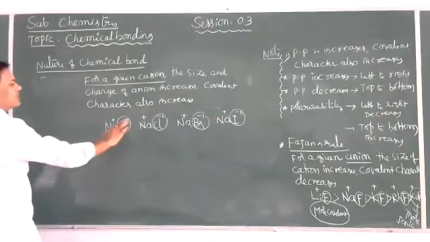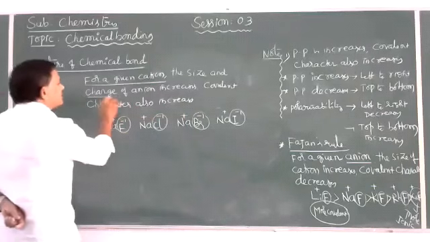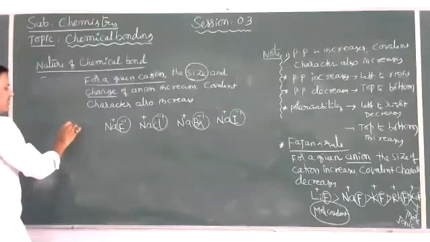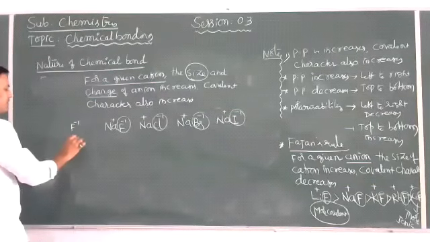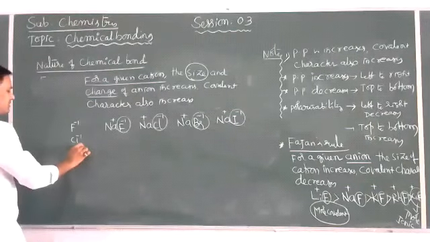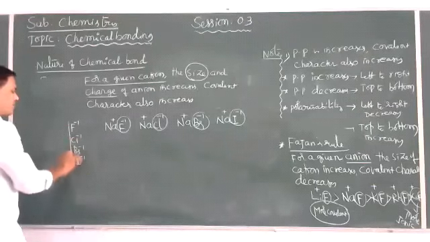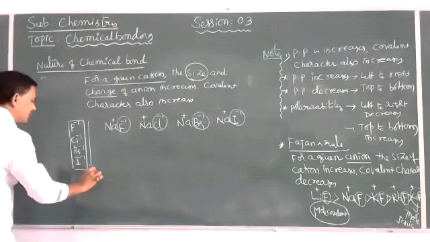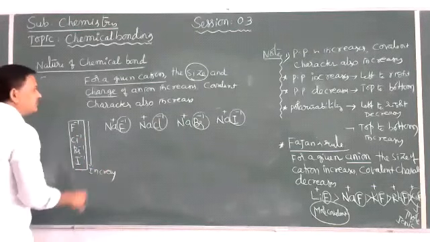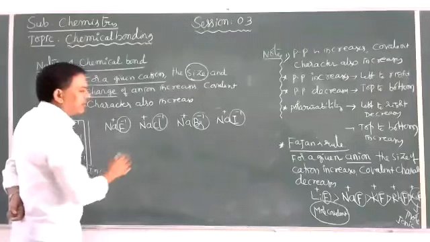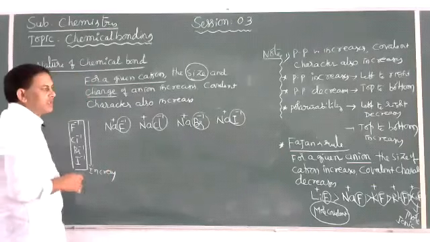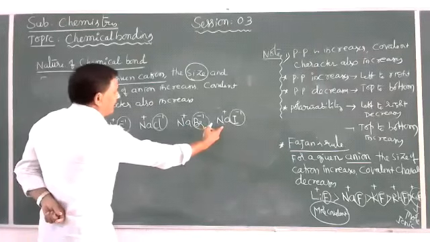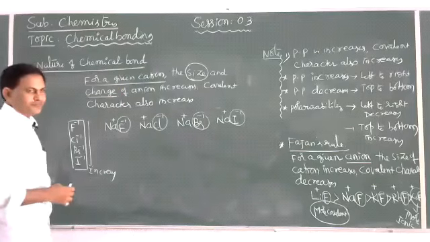Here the charge is the same. The charges remain constant, but what happens to the size? It increases, because from F minus, Cl minus, Br minus, I minus, top to bottom, the size of these halide ions increases. That's why polarizing power increases and covalent character also increases. So among these, the more covalent one is NaI.